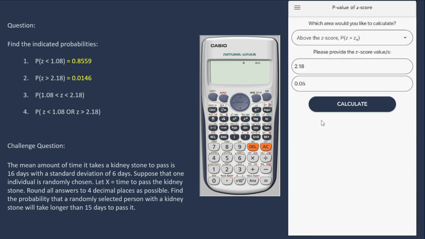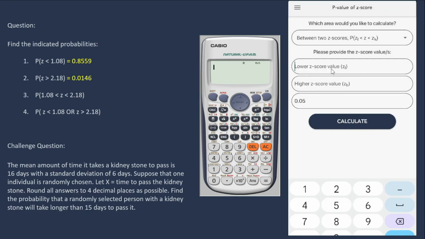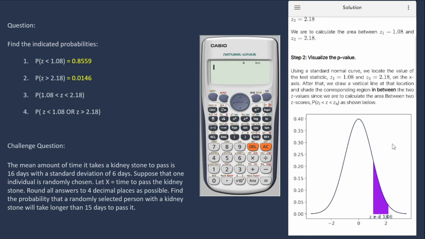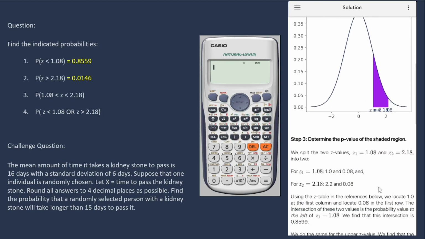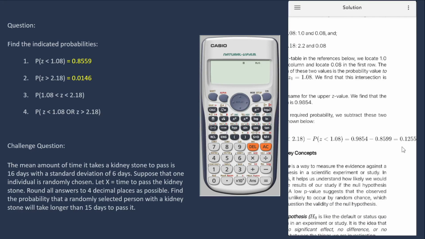So we go back to the calculator. And then since this is between two z-scores, it is in this format, z lower, z higher. So we input the lower z-score value, which is 1.08, and then the higher z-score value, which is 2.18. And then we determine the value to be equal to 0.1255.